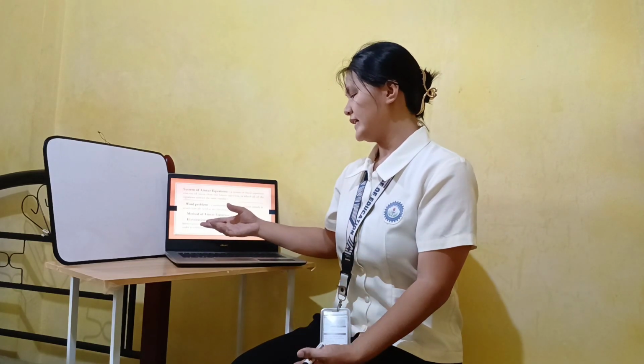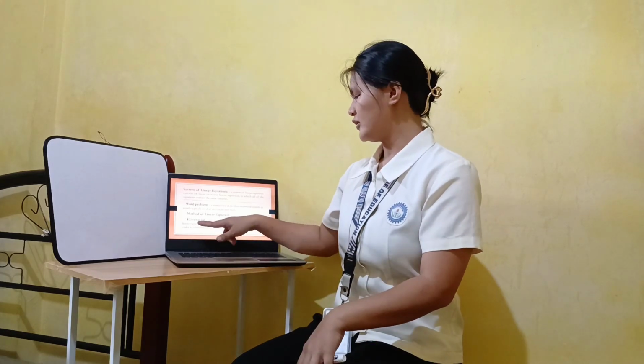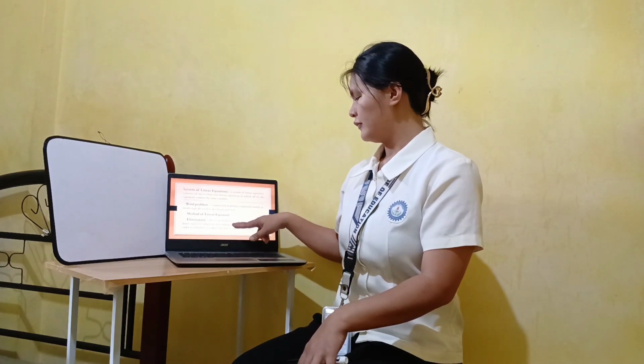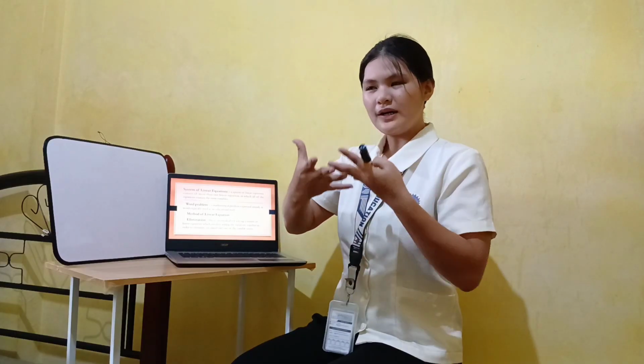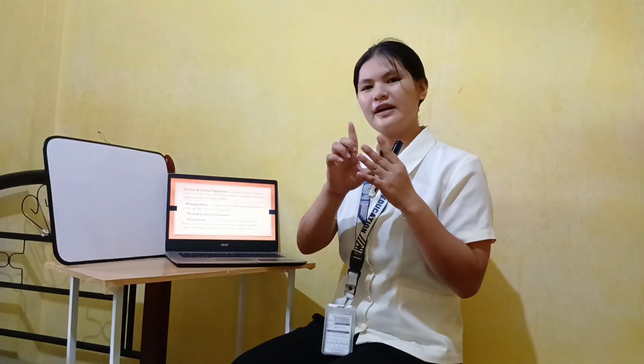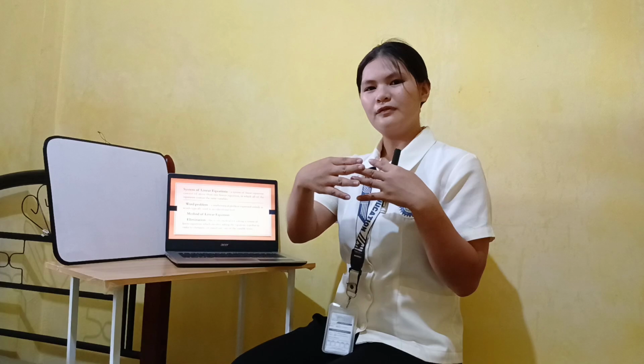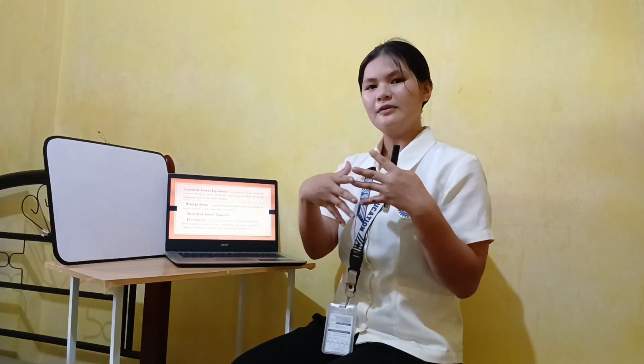So, sa method of linear equation, ang gagamitin po natin is elimination method. So, ano nga ba yung elimination method? Elimination is one method for solving a system of linear equation which involves adding the equations together in order to eliminate or cancel out one of the variable terms. So, from the word itself, elimination, magtatanggal tayo ng mga variable, mag-eliminate tayo ng mga variable so that we can get the value of the variable we're looking for.